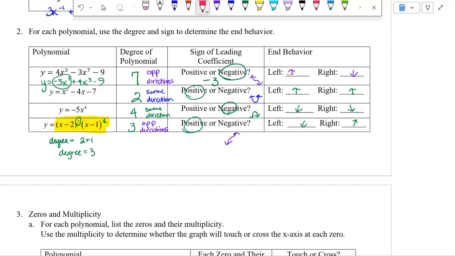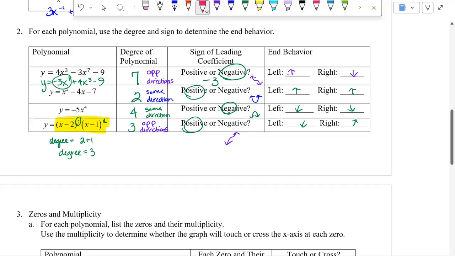Now, hopefully the next two were pretty easy for you to do. They both had even degrees, and so your ends are going to be going in the same direction. Here, they're both going to be going up, and then here, they're both going to be going down. Now, this last one's a little tricky.